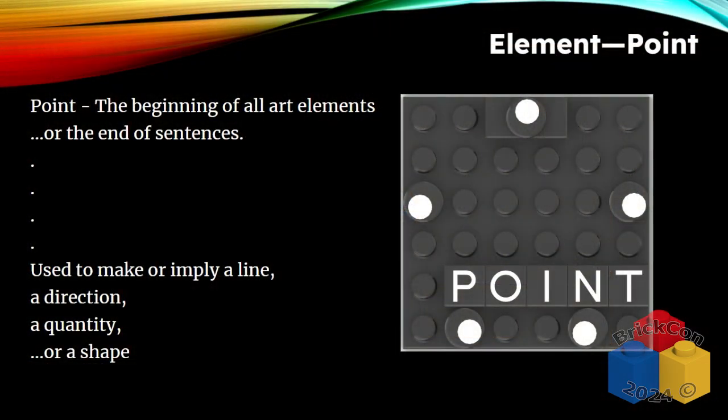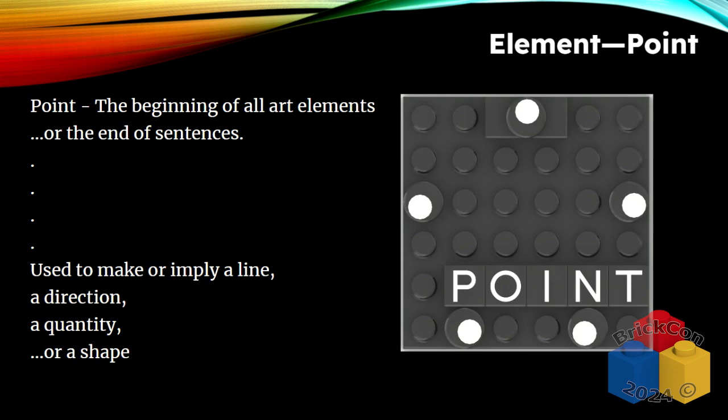So the first one, point. A point is the beginning of all of the art elements. It's also the end of a sentence. The vertical dots, when you put points together, start to imply motion. They can imply a line. They can imply a direction or a shape.